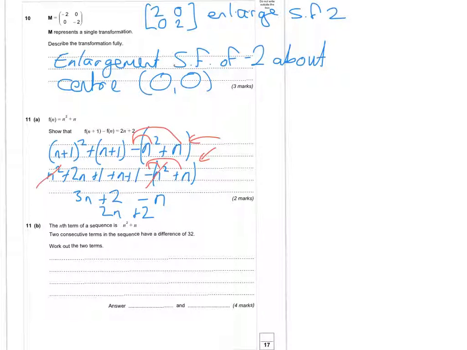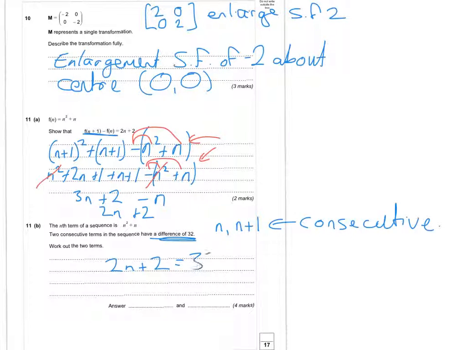11b. The nth term of a sequence is n squared plus n. Two consecutive terms have a difference of 32. So consecutive terms, the nth term and the n plus 1, those are consecutive terms. Have a difference of 32, just like up here. So we can use 2n plus 2 is equal to 32, 2n equals 30, n equals 15, so it'll be the 15th and the 16th term.